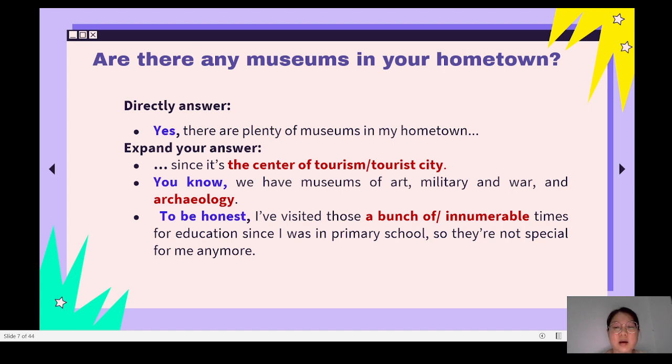You can see that in this answer, I tell about myself, about the location of my city. It's a tourism city, so it needs to have a lot of museums to attract tourists. On top of that, I also mentioned the types of museums in my city, such as art, military, war, and archaeology. And besides, I also mentioned my experience when I was in primary school, and I was taken to this place.